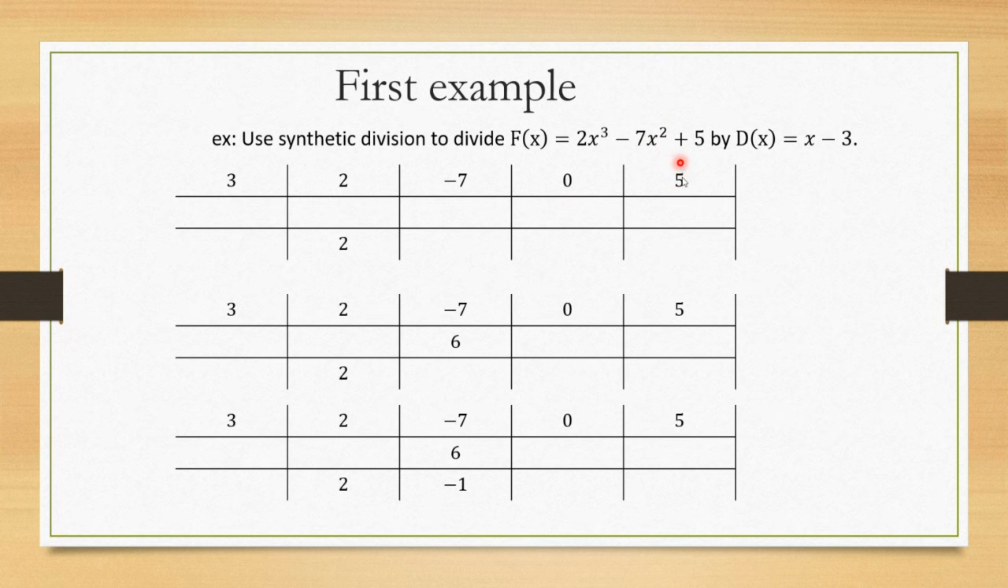Beautiful. What do we do next? The 2 comes down. What you're going to do next is multiply 3 times 2, and the product, which is 6 in this case, goes here. Next, you add these two terms, and the sum goes down here, which is -1.